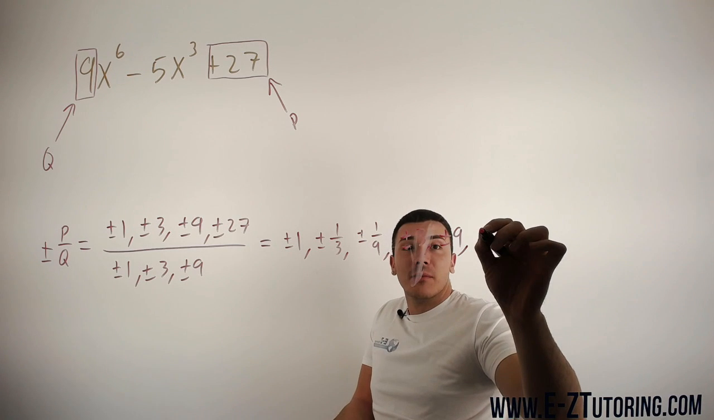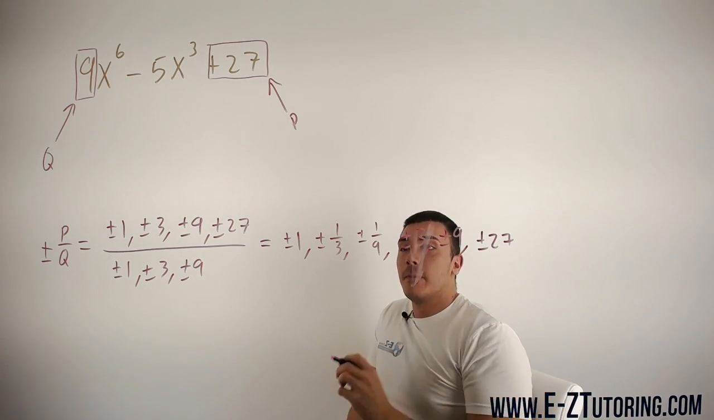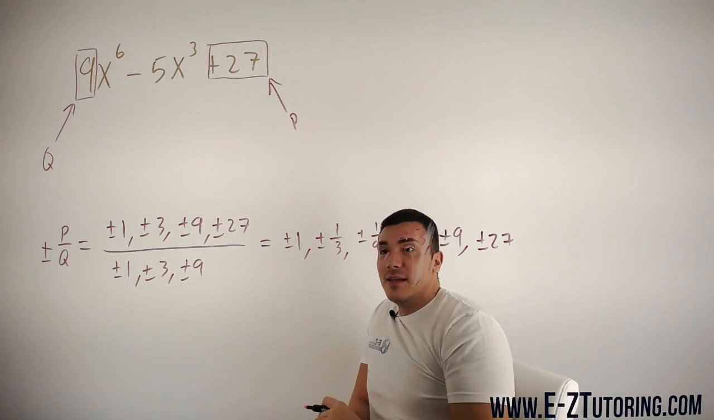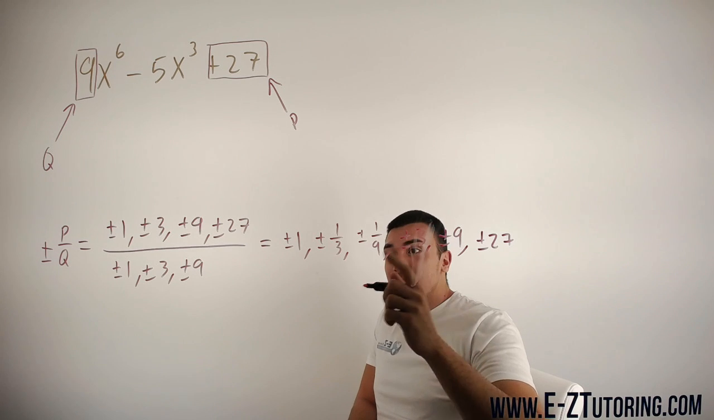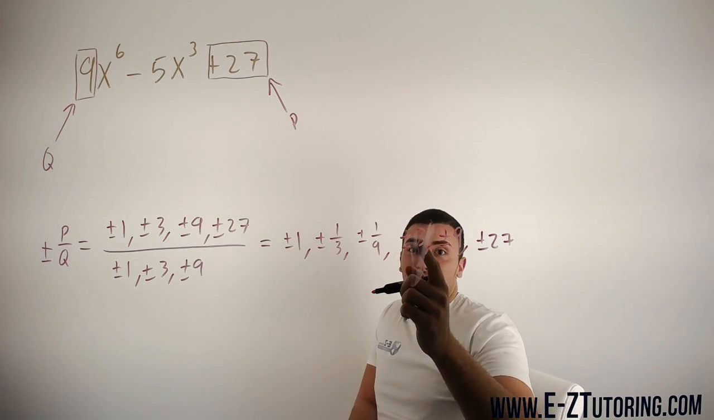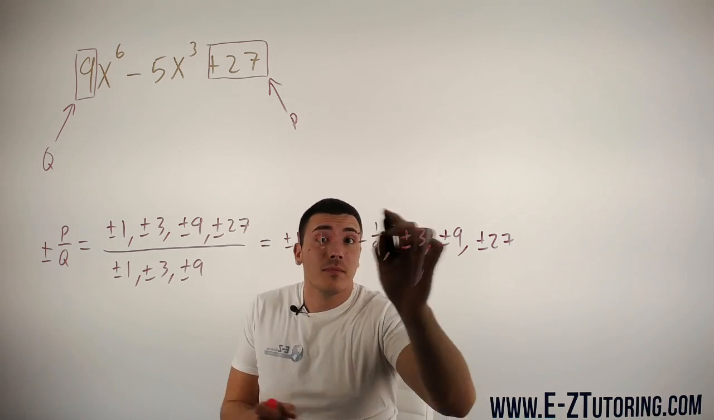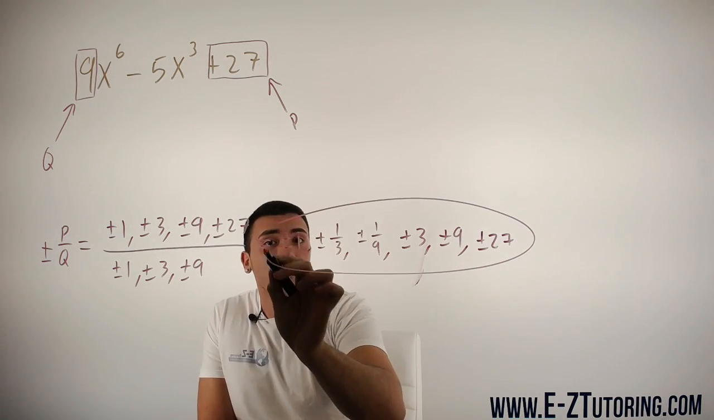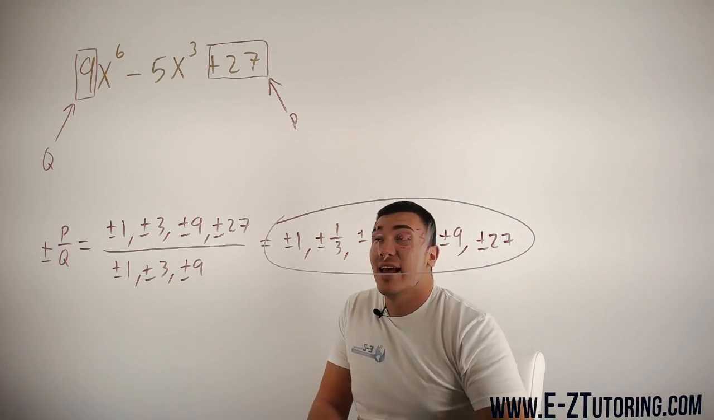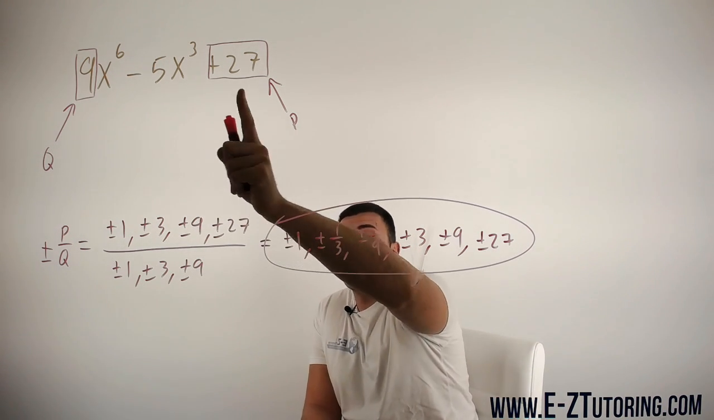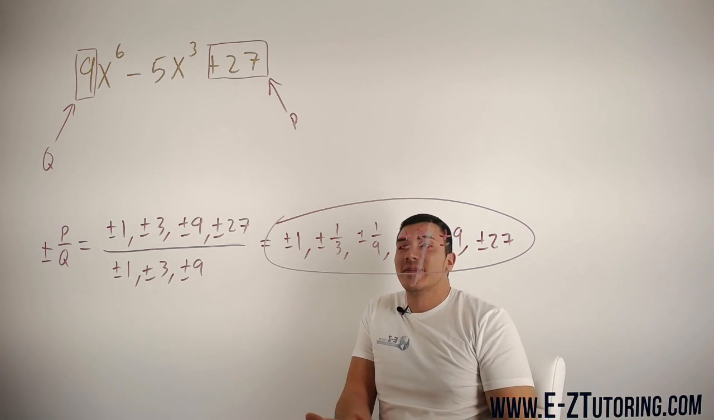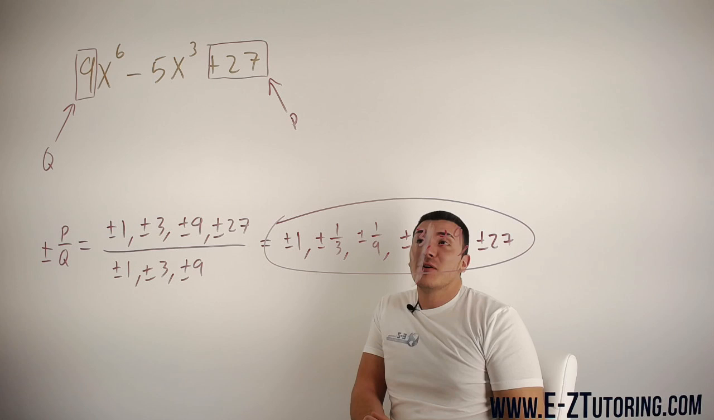All right, heading off towards the 27. 27 over 1, plus or minus 27. 27 over 3 is 9. We already wrote that. 27 over 9 is 3. We already wrote that. So this is going to be all of your possible zeros that can make this polynomial 0. So that is how you find them using the p over q method.